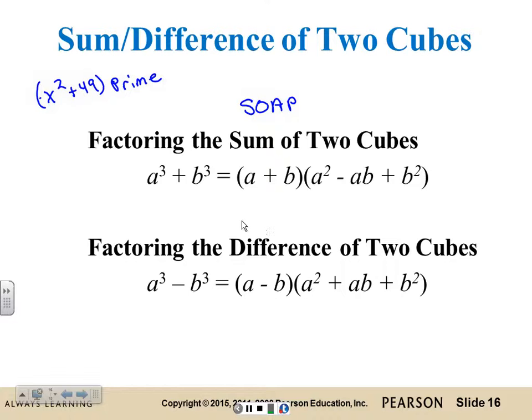So again, one more time. Take the cube root, same sign, cube root. Square the first, opposite sign, A times B, always plus, last one squared.